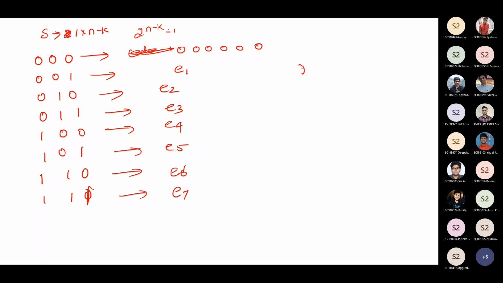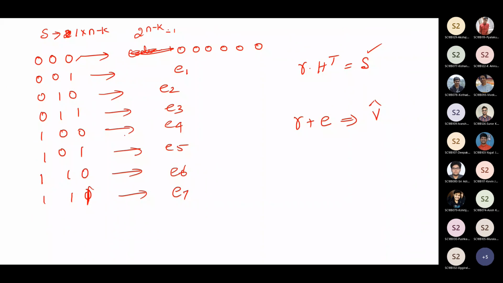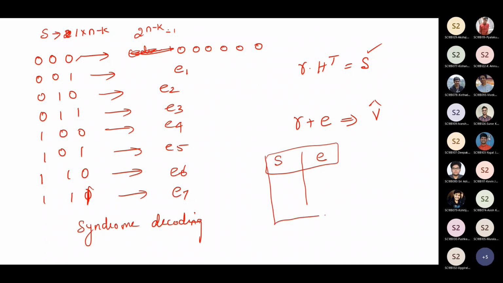Once you compute R into H transpose equal to S, and S is identified, you find the corresponding error vector for it. Then R plus that error vector gives you your code word. So instead of storing the entire table, you can store only this. This is the syndrome decoding procedure: store only the S vector and its corresponding E vector. Is this clear?